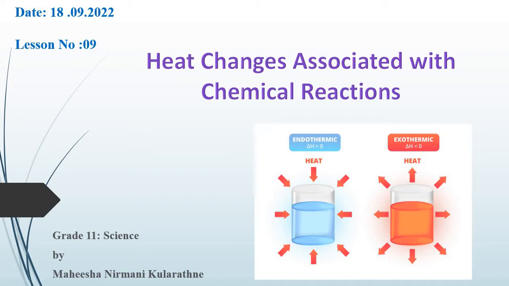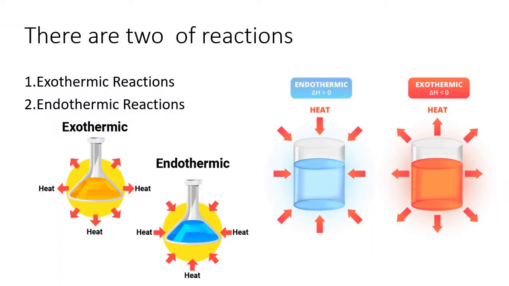Lesson number 9. Topic is heat changes associated with chemical reaction. So I think already you have studied this lesson, but I think my effort will be helpful to recall your memory. So there are two reactions. What are those? Exothermic reaction and endothermic reaction.